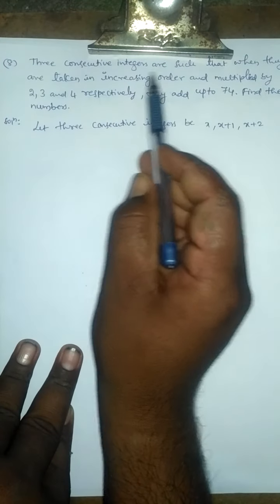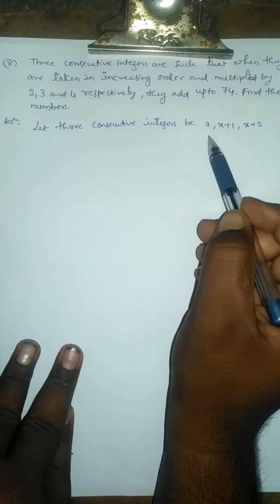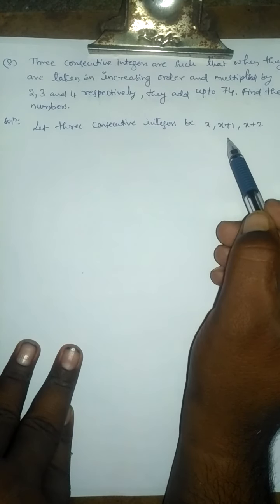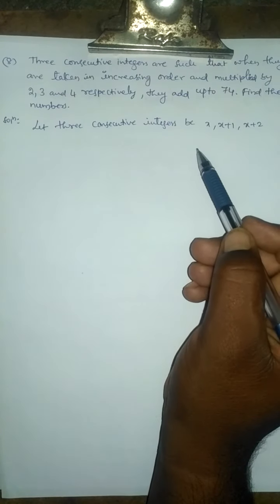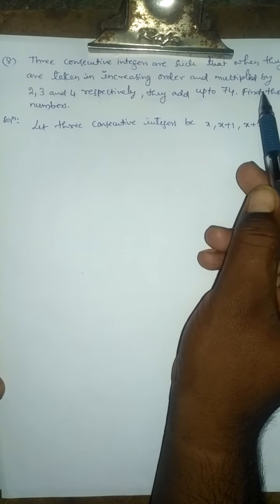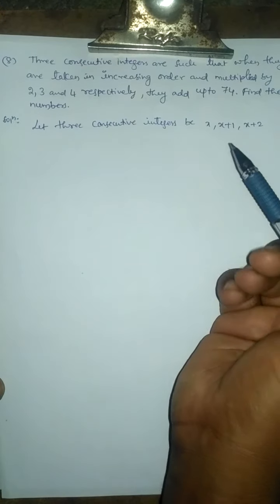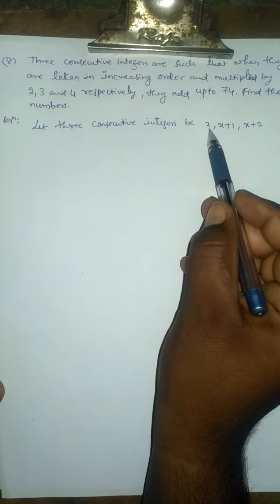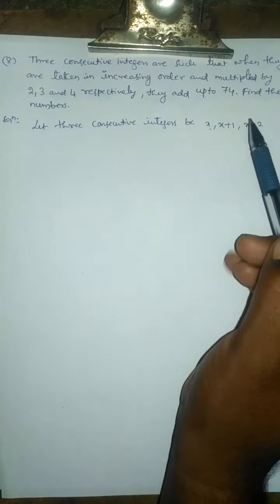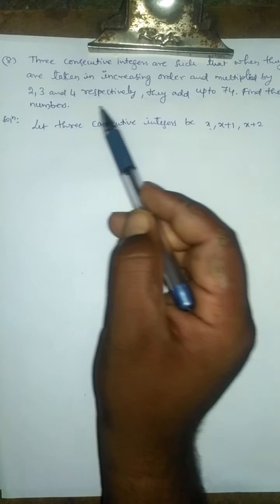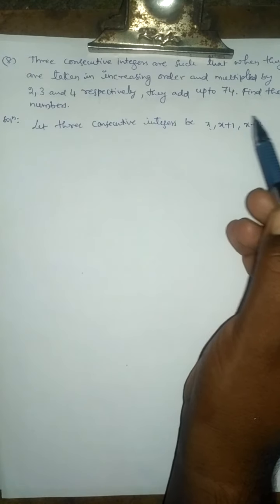So three consecutive integers are such that when they are taken in increasing order, x is first, x plus 1 is second and x plus 2 is third. These are already in increasing order, and multiply by 2, 3 and 4 respectively. So respectively how to multiply? First number we have to multiply by 2, second number by 3 and third number by 4. After multiplication, if we add all the results, that should be equal to 74.